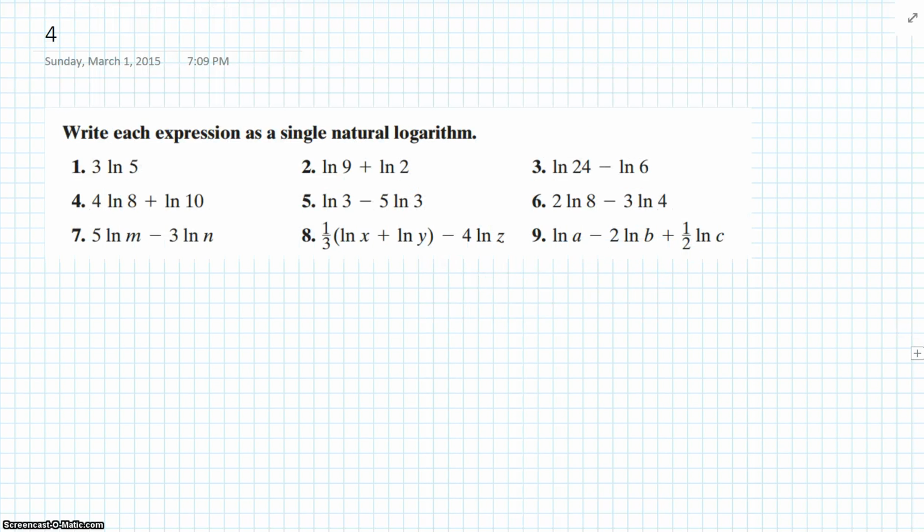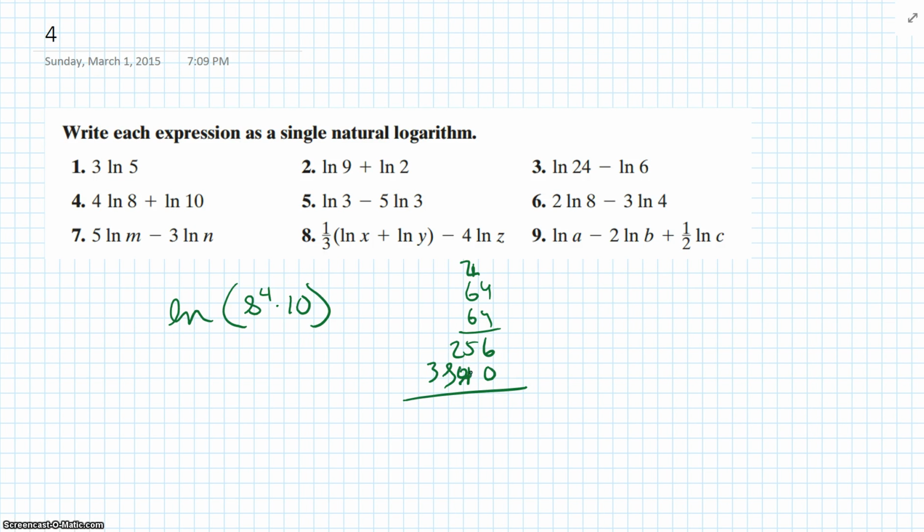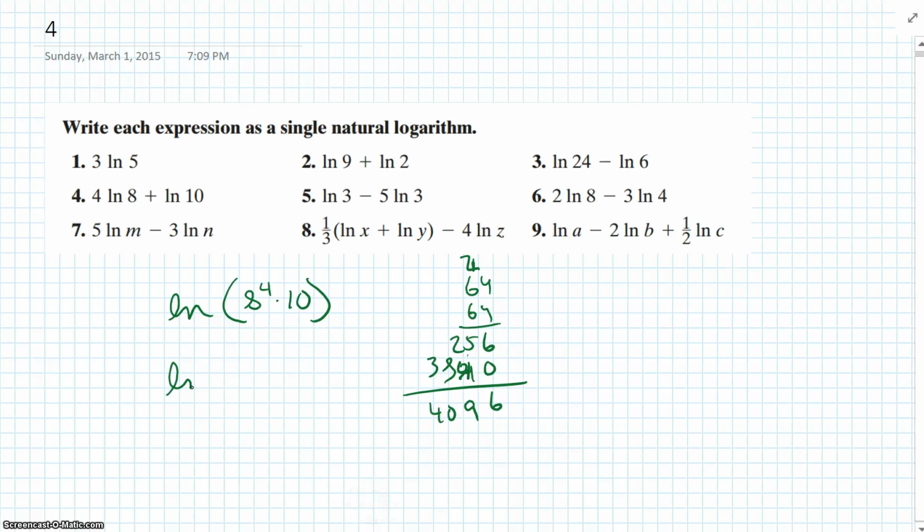Next one. Number 4. 4 natural log of 8 plus natural log of 10. We can rewrite this as the natural log of 8 to the 4th times 10. Okay, 8 to the 4th would be 64 times 64, which is 4096. So it would be the natural log of 40,960.